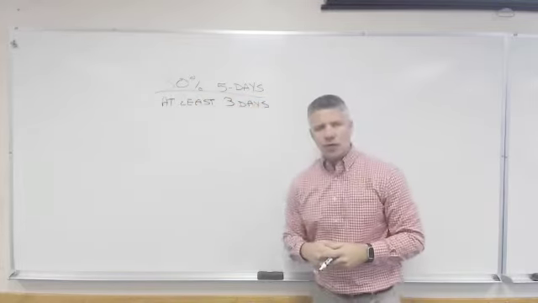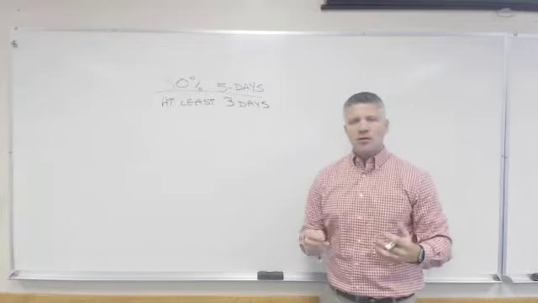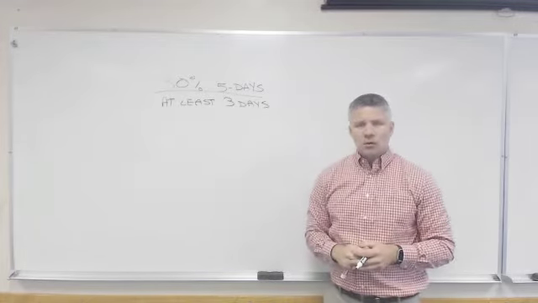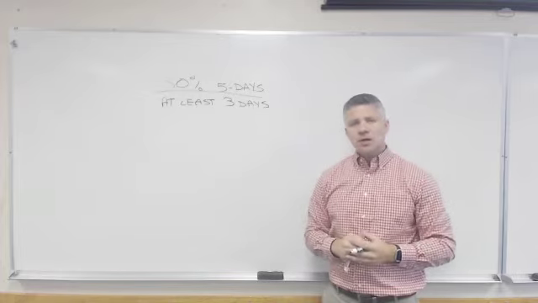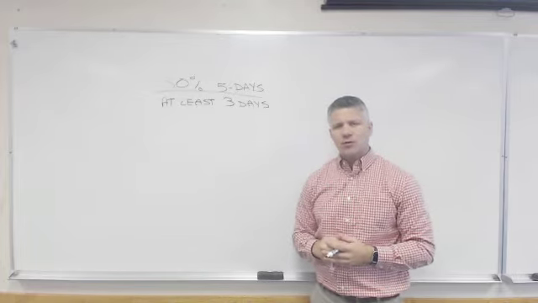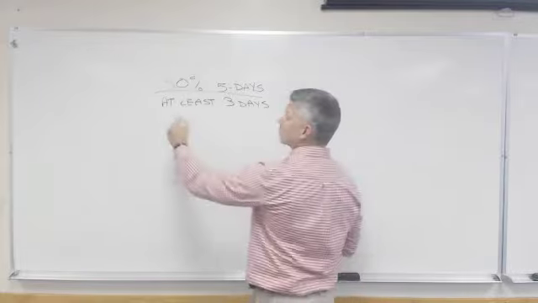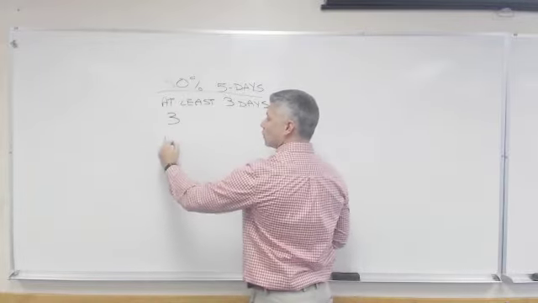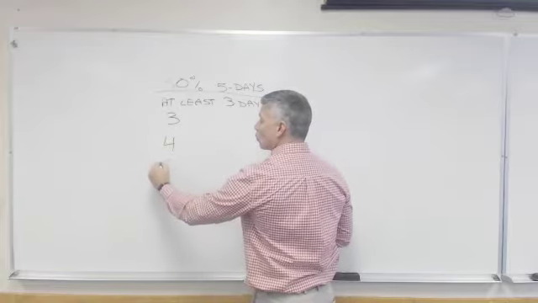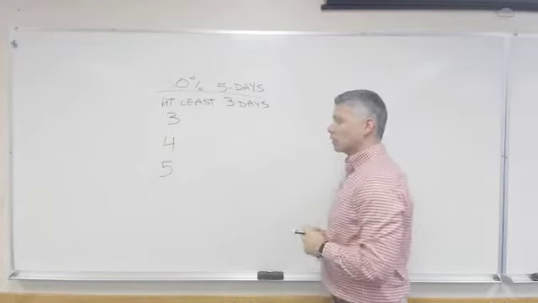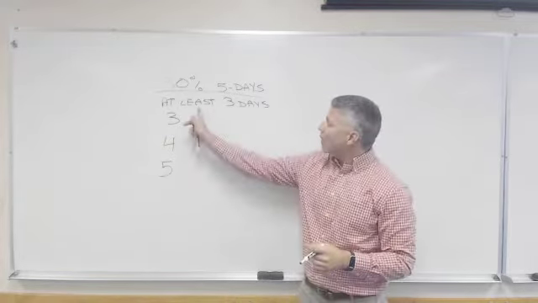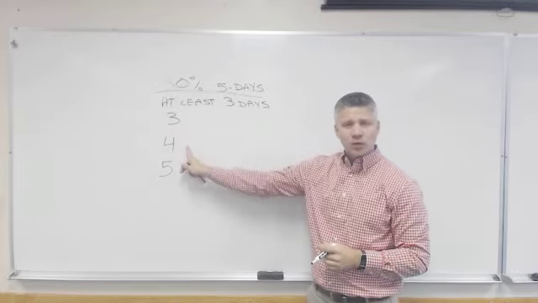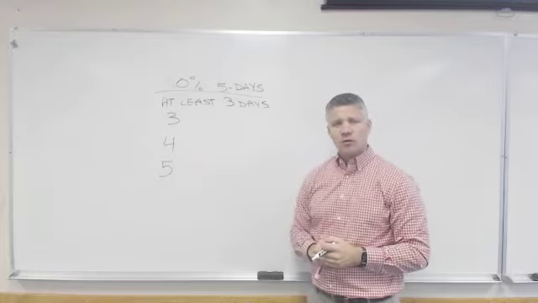At least 3 days. So you have to go back to English class a little bit and remember what at least means. If it rains at least 3 days out of 5, it means it rains 3 days. It could rain 3 days. It could rain 4 days. Or it could rain 5 days. At least 3 days of rain means 3 days of rain, 4 days of rain, 5 days of rain.